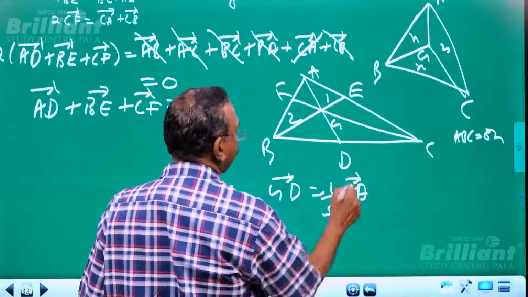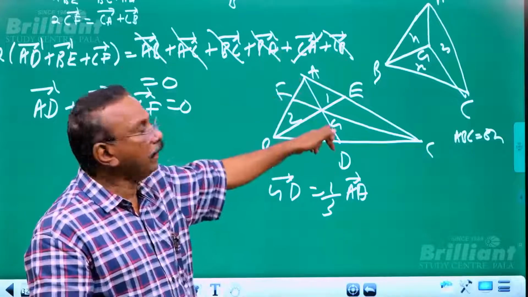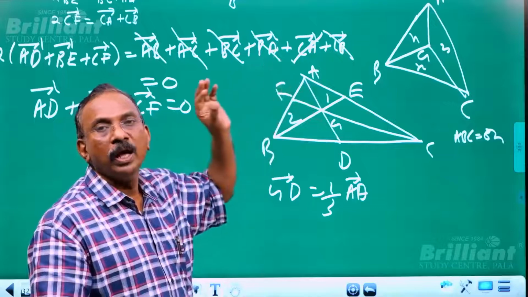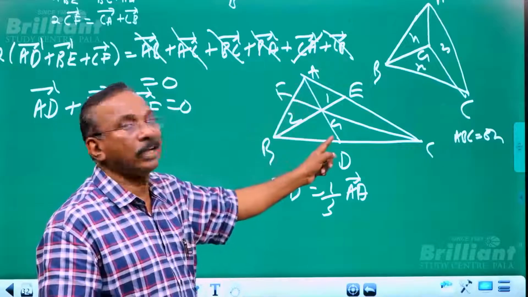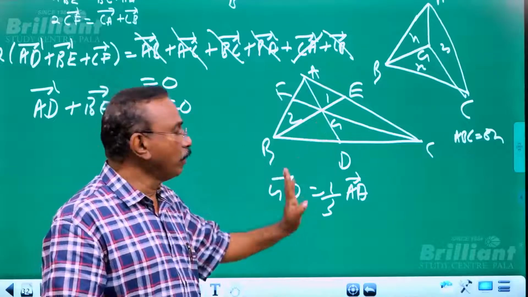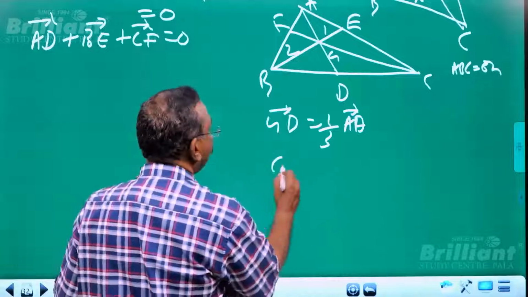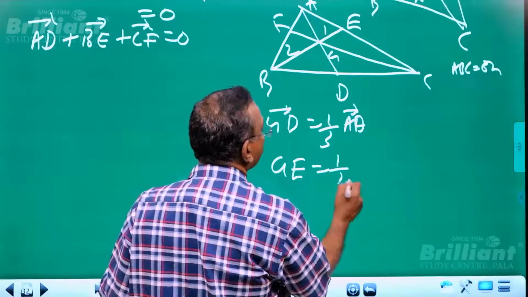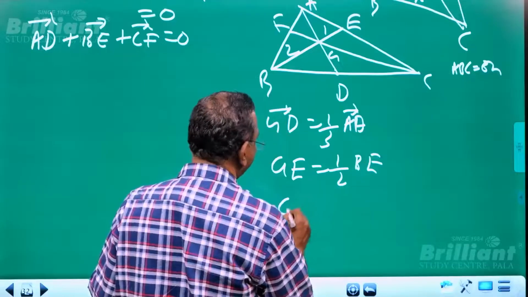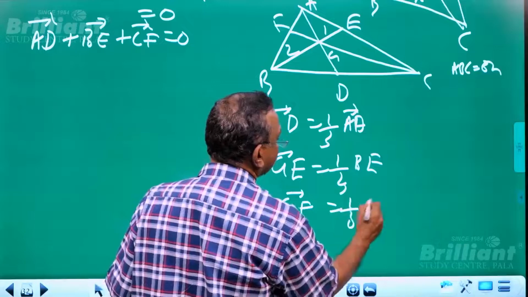This is a very important situation, because along the direction of AD, this is a 2:1 ratio. A 2:1 ratio can be expressed in fractional form: if you take 3 units, 1 unit is actually GD, so it is 1/3 of AD. And at the same time, what is GE? Similarly, GE is also 1/3 of BE, and GF is also 1/3 of CF.